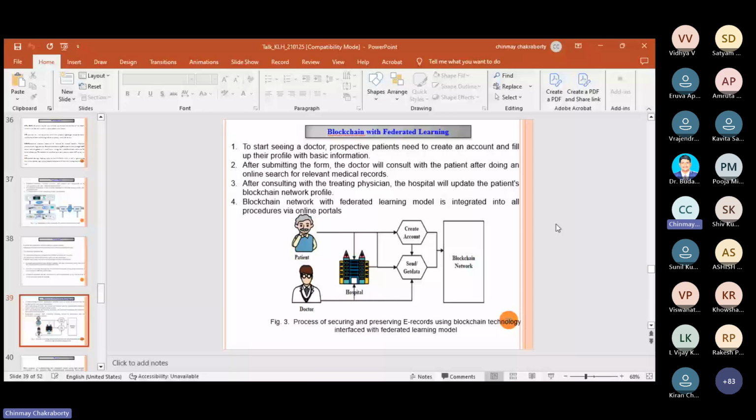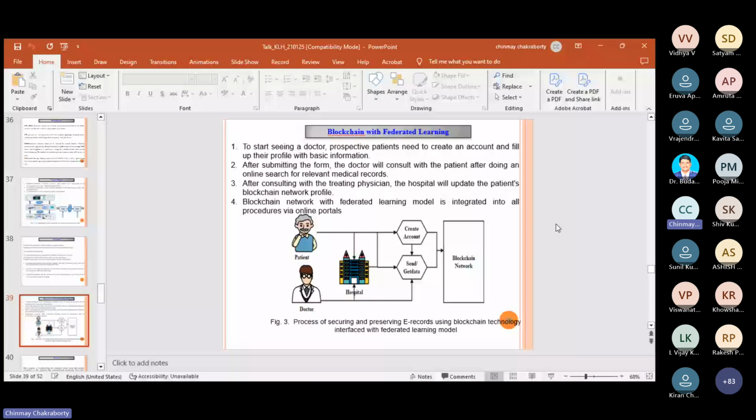After submitting the form, the doctor will consult with the patient. And after an online search for relevant medical records, and after consulting with the treating physician, the hospital will update the patient's blockchain network profile. And the blockchain network with the federated learning model is integrated into all procedures via the online portals. So that is the process of how to secure and preserve the electronic health records using blockchain technology, and this is interfaced with federated learning because different tasks are involved.